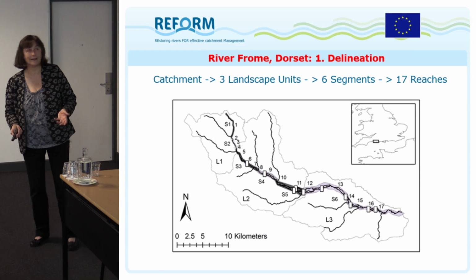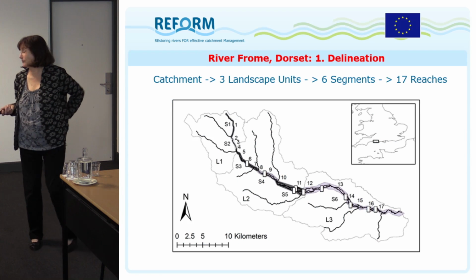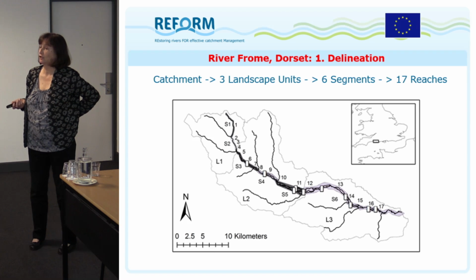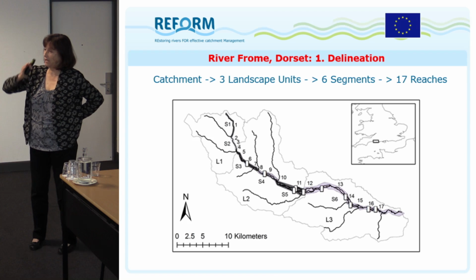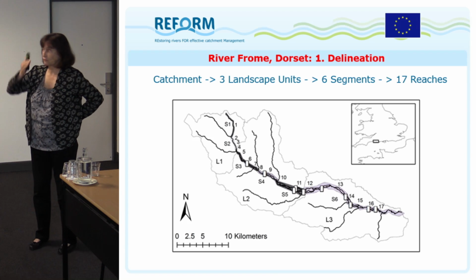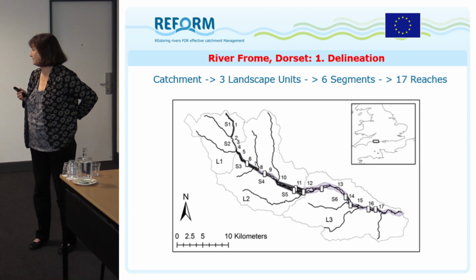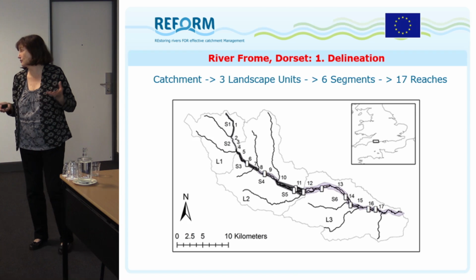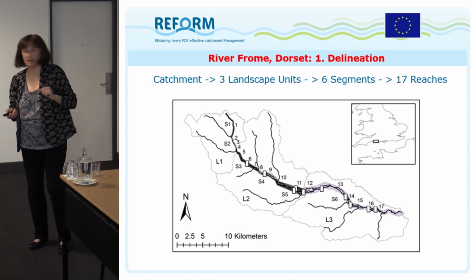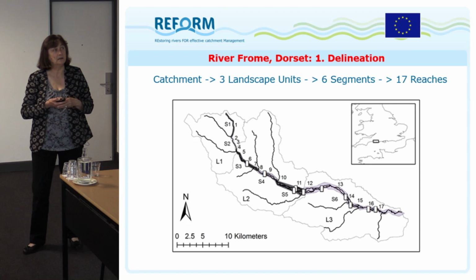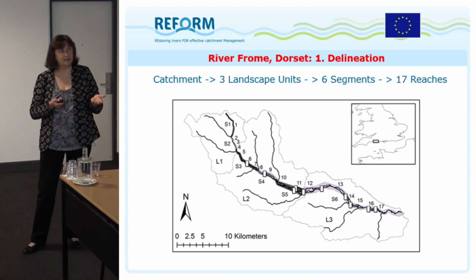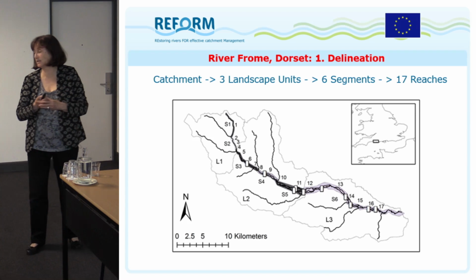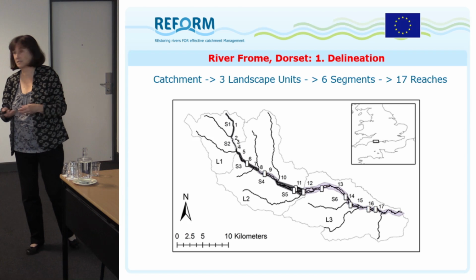Okay, so very, very quickly, an example. So this is the River Frome in southern England. This is a very low energy groundwater fed system. I mean, the low gradient, groundwater makes up about 70% of the flow. It's a rural catchment under a lot of agriculture because it's gently undulating land. We've defined 3 landscape units, we've defined 6 segments, and we've defined 17 reaches in the way I've already described.